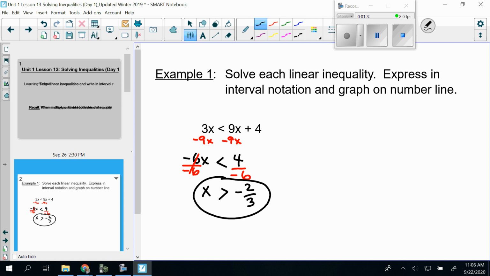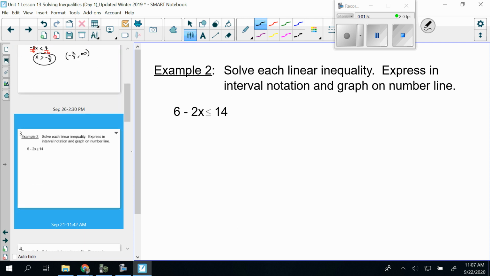They also want us to write this in that interval notation. So writing this in interval notation, negative 2/3 would be the smallest thing. We're looking at all the numbers bigger, so all the numbers out to infinity. Remember, with infinity or negative infinity, it's always parentheses. With the negative 2/3, we're not including that, so that would be parentheses on that side as well.